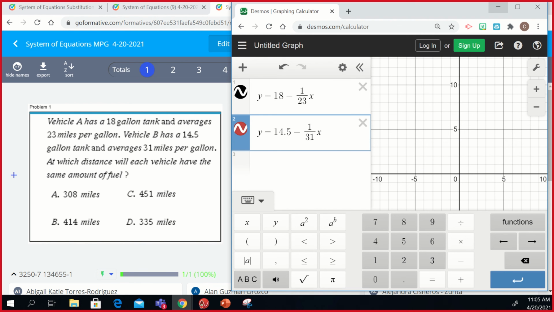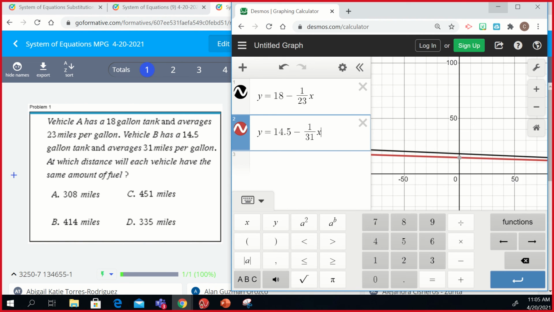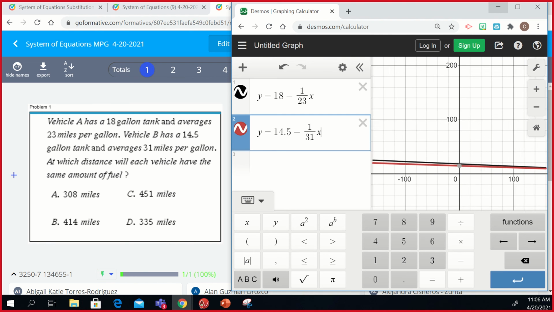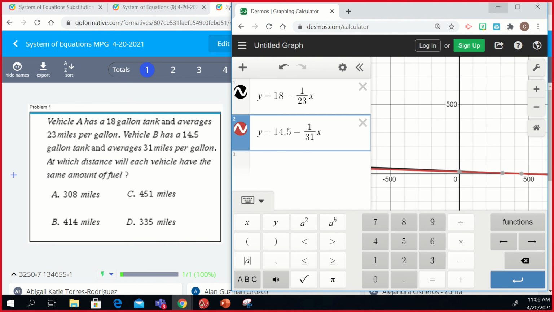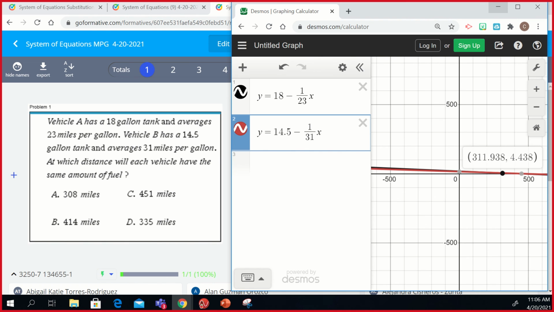I have to see where they cross. And this is kind of crazy because it's going to be way out there. It's going to be in the hundreds somewhere. So here, this is where they're crossing. They're crossing at roughly 311 miles. So that's where they meet. That's when the tanks are going to have the same amount of fuel. You could set them equal to each other and solve it, but it's roughly around 311 to 312.